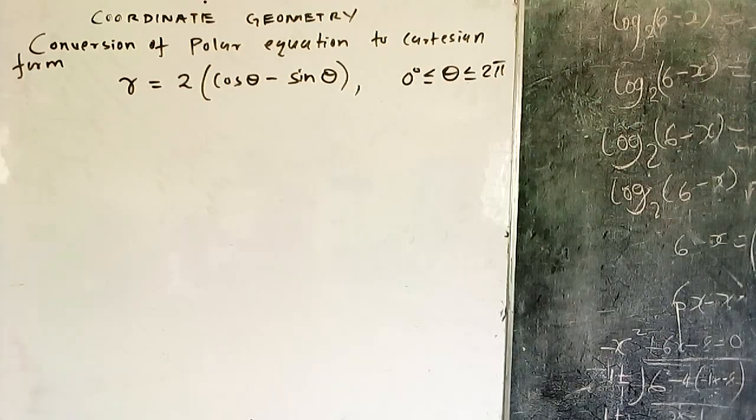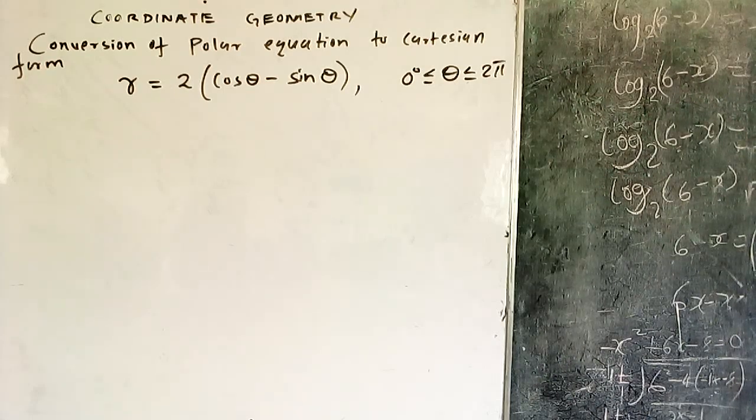Geometry. Next example, conversion of polar equation to Cartesian form. You'll be told, determine a Cartesian equation for the polar curve r equals 2 into cos theta minus sin theta, where theta is between 0 and 2 pi. Hence, show it represents a circle and indicate its radius and Cartesian coordinates of its center.